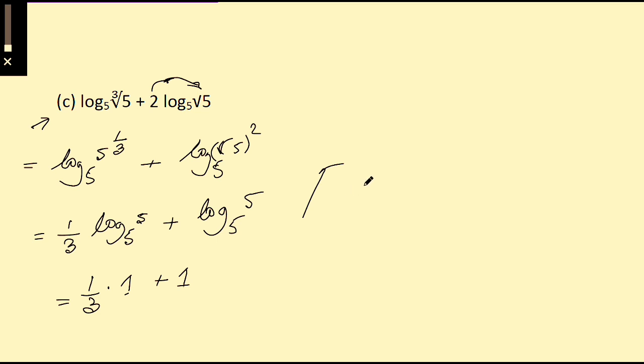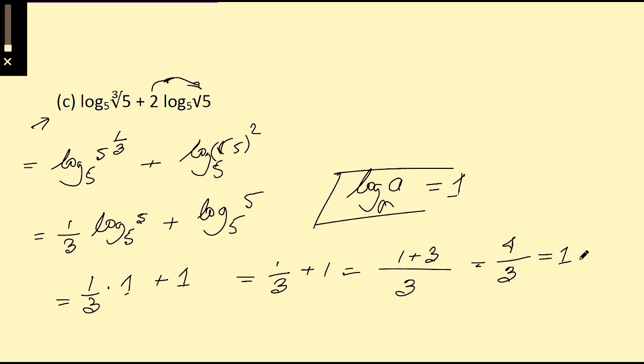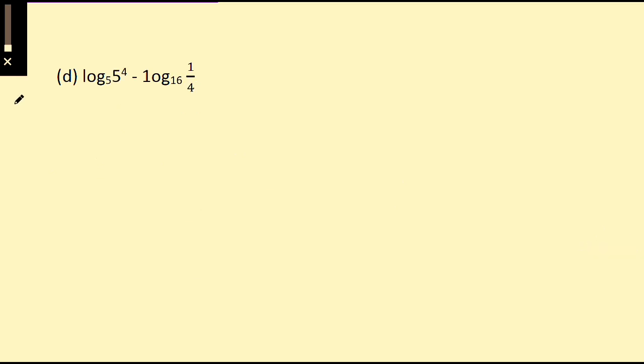Since as we know when there is a log a to the base of a, then it will be 1. So here we have 1 over 3 plus 1. If we add 1 over 3 plus 1, it will become 3 plus 1 over 3, which means it will be 4 over 3. When this is an improper fraction, we can write it as a mixed fraction 1 and 1/3.